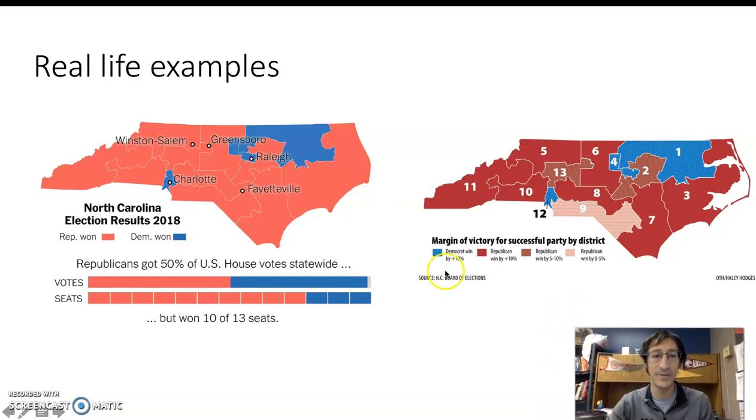So, some real-life examples. Looking here at North Carolina, here are some things to keep in mind. This is 2018. Democrats won just these few districts, 1, 4, and 12. And here's what you have to understand: statewide, Republicans got 50% of the votes, but won 10 of the 13 seats. You can see the margins here, and a lot of this is because of the way in which everything was set up in terms of how they divvied up many of the districts.